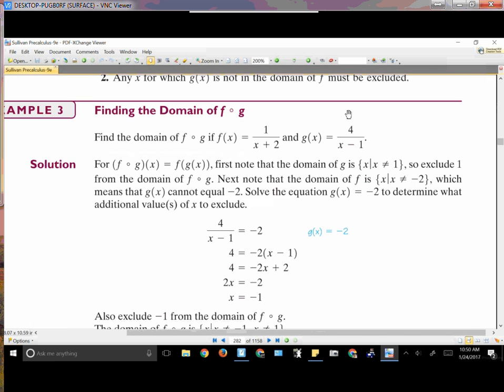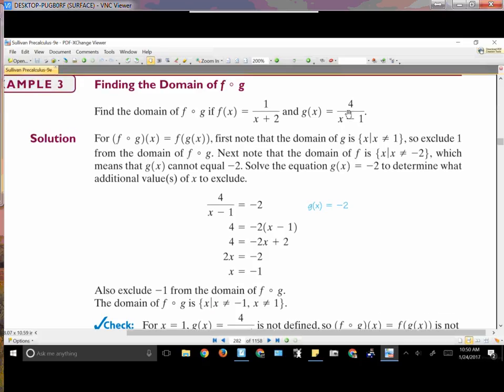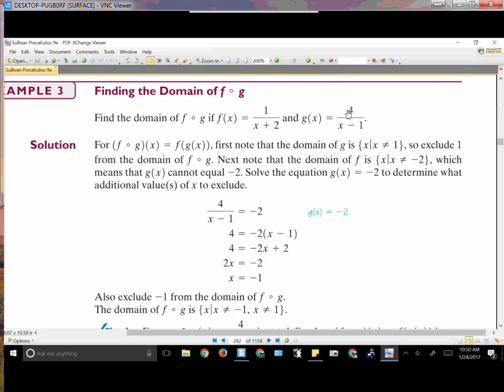Let's take a look at this one now. Find the domain of this one. Now, if we look at this, does f of x have a limit to its domain? Is there something that it cannot be? And that's negative 2, correct? What about g? Is something there that it can't be? Well, that would end up being 1. So I cannot use negative 2, correct?